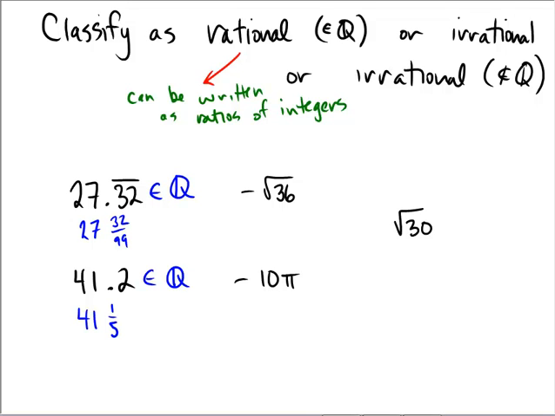Negative radical 36. Well, square root of 36 is 6. And that can also be written as a ratio of integers, right? 6 over 1. So this one is also rational. This number is rational.